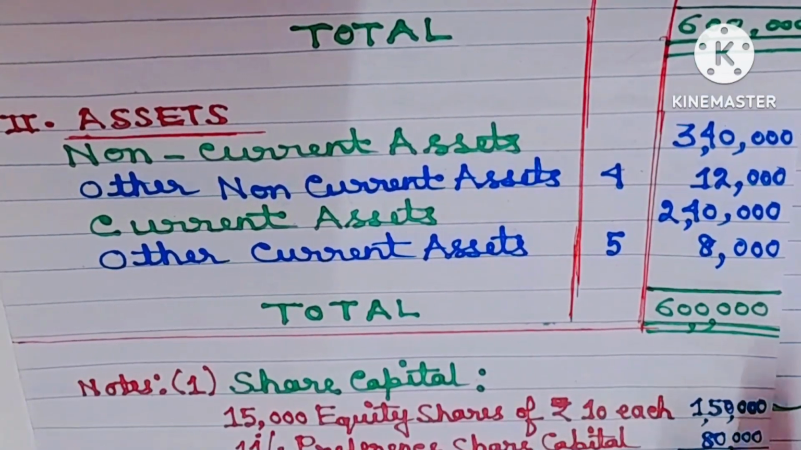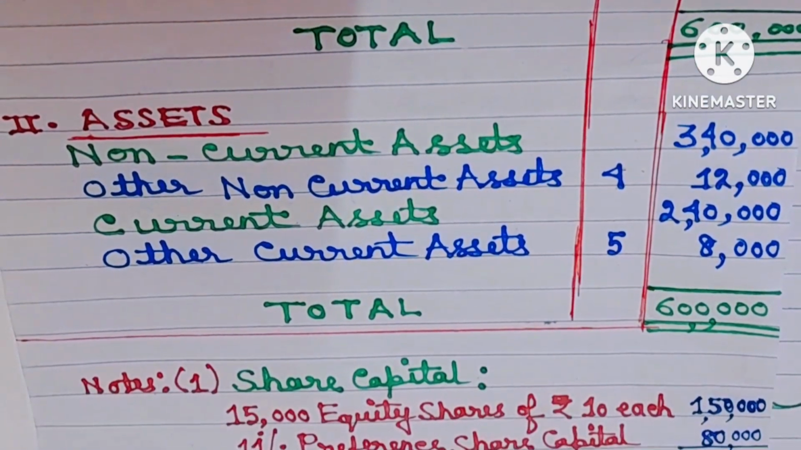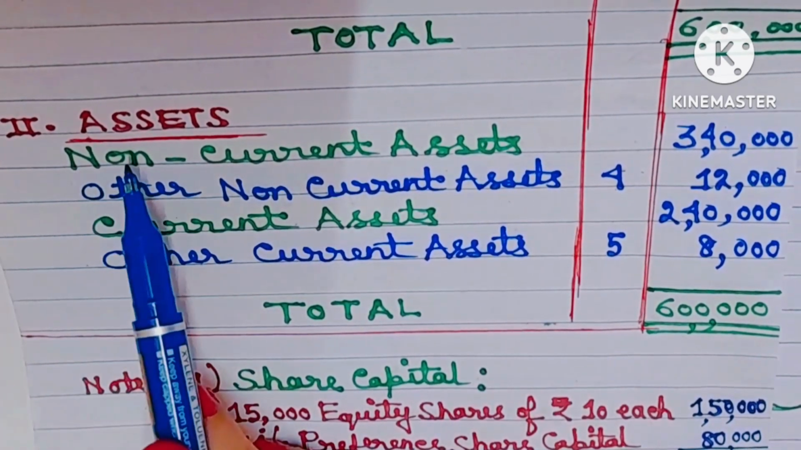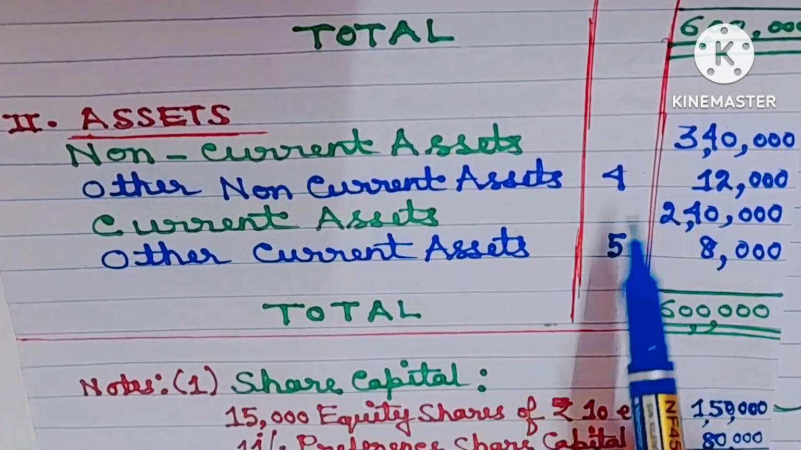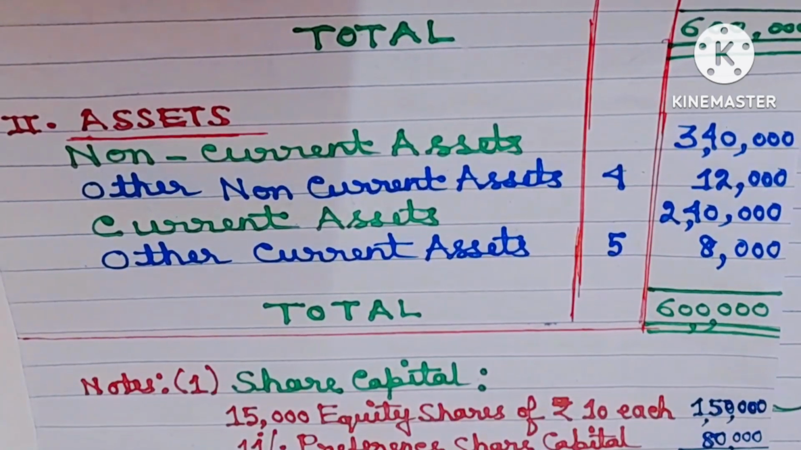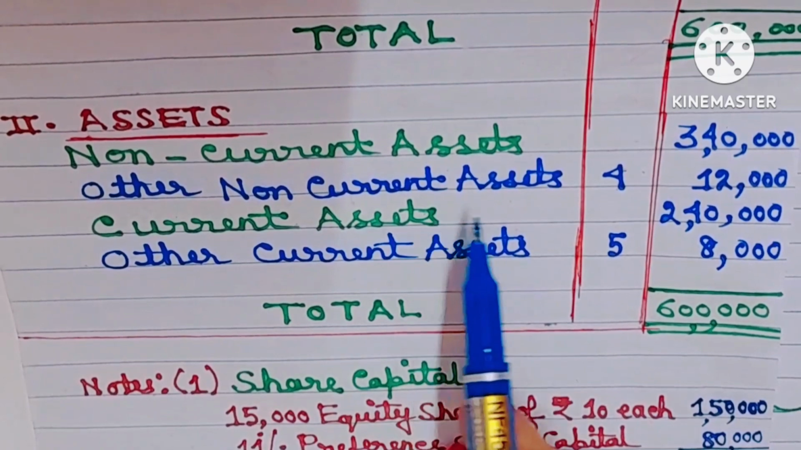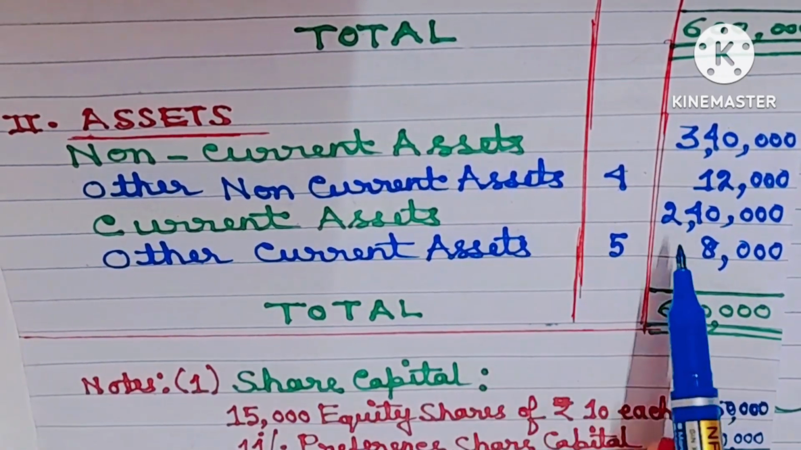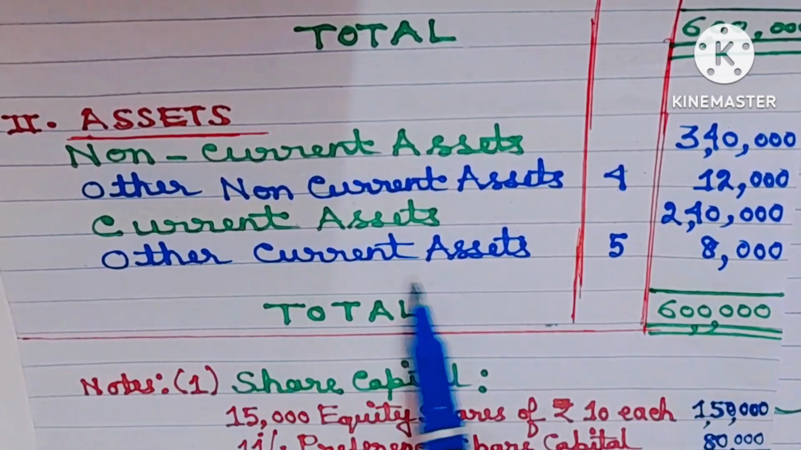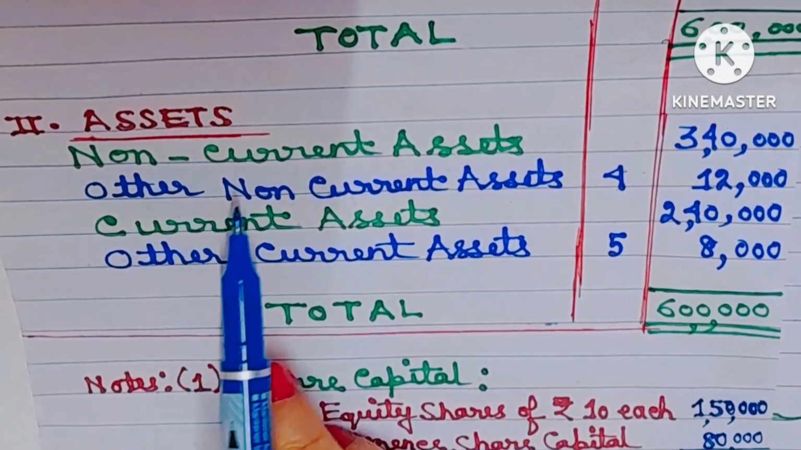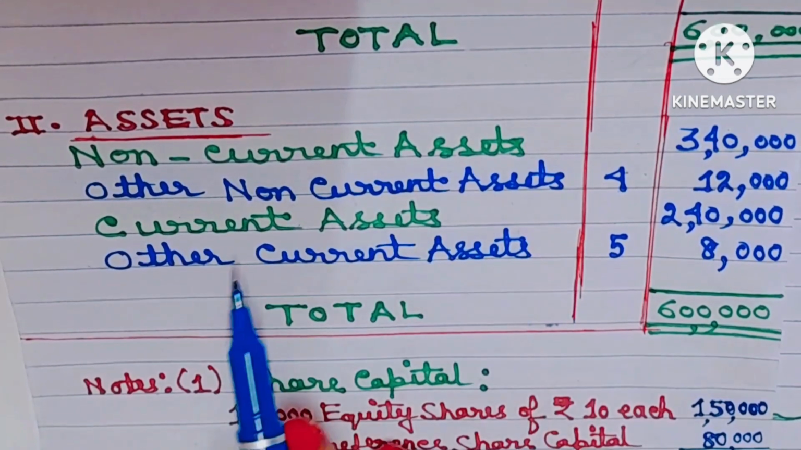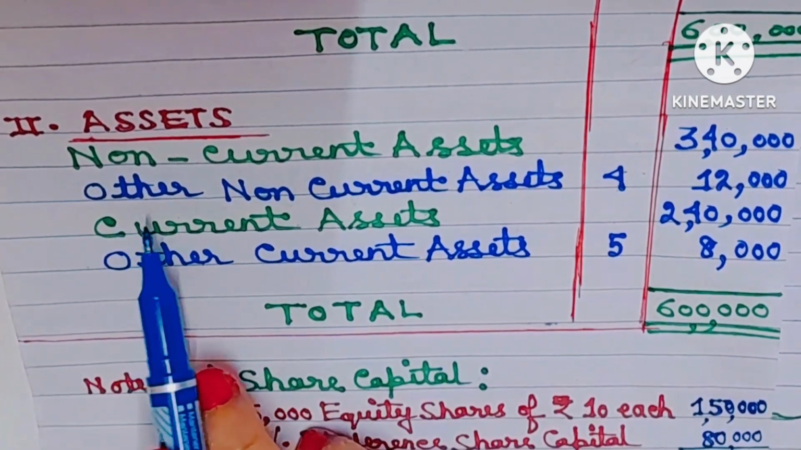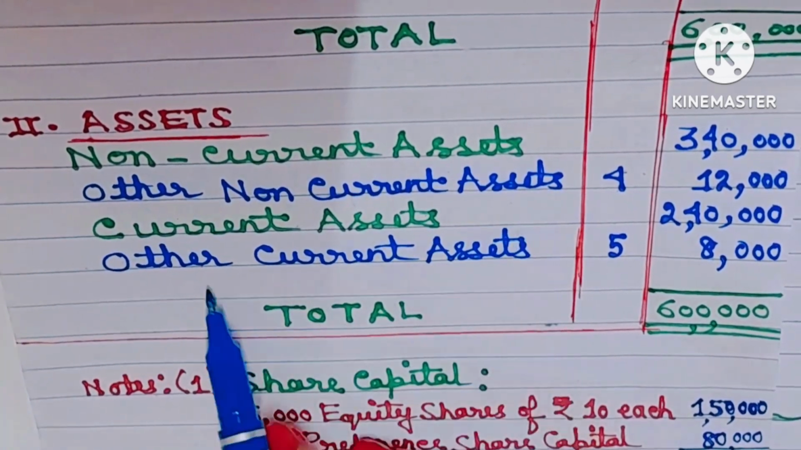Fictitious assets will be on the asset side of the balance sheet. Okay, so assets. So number 2, assets. Non-current assets 3,40,000. Other current assets is equal to 12,000. Current assets is equal to 2,40,000. Other current assets is equal to 8,000. Please remember, fictitious assets or unamortized expenses will come under other non-current assets or other current assets.